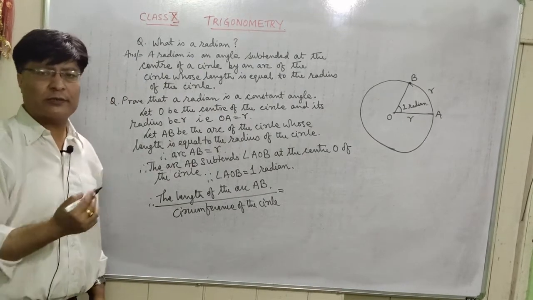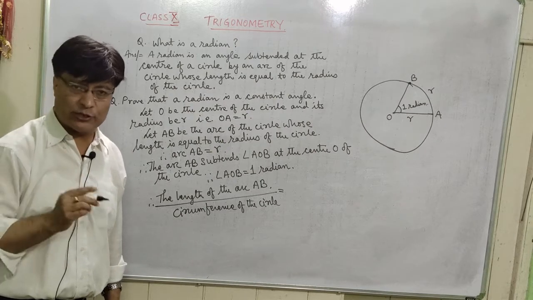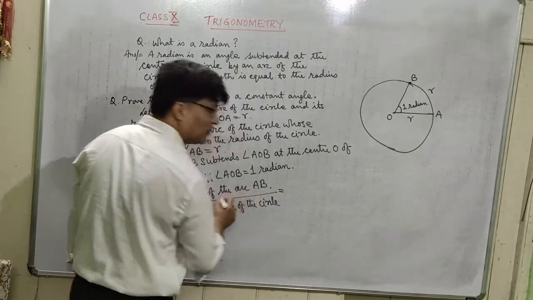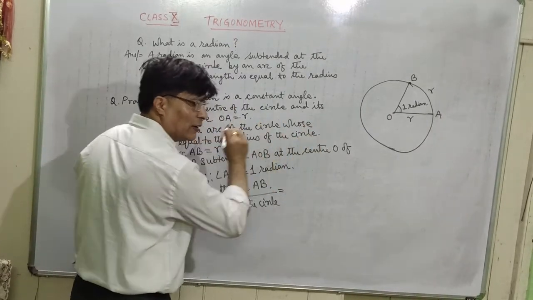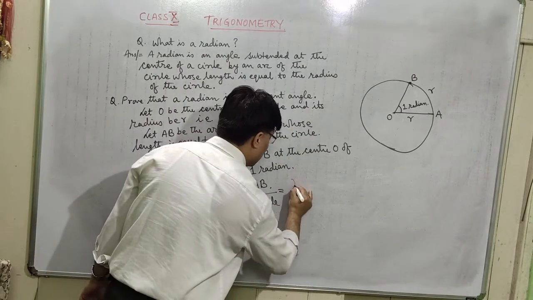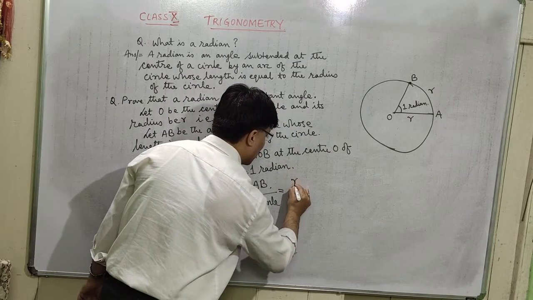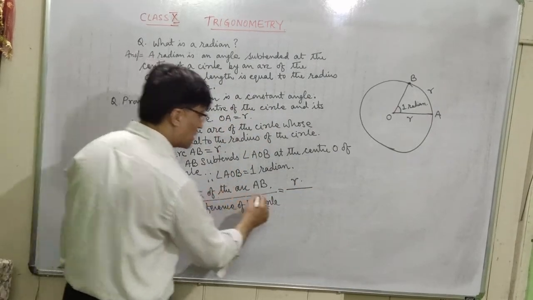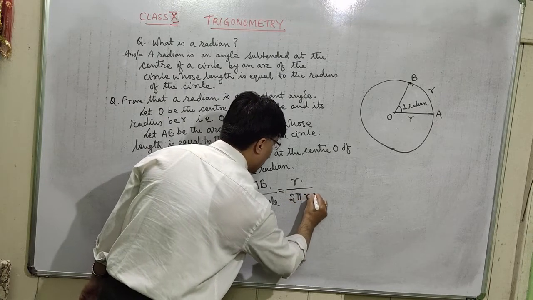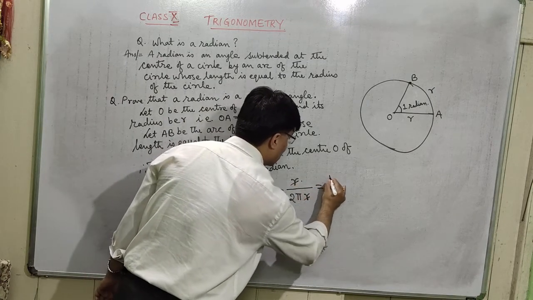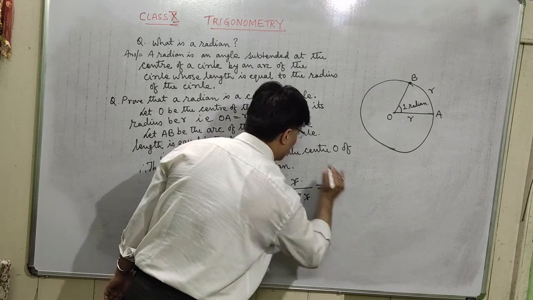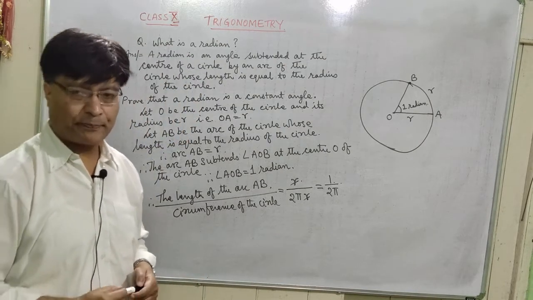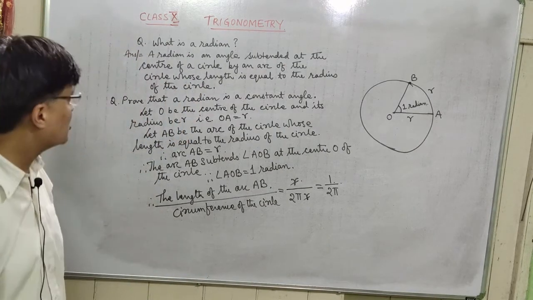So you should know about it. Circumference of the circle. You have done it in class 9, I think, in mensuration. Okay. So what is the length of the arc AB? It is R. The length of the arc AB is R, isn't it? Divided by, what is the circumference of the circle formula? It is 2 pi R, which is equal to, this R will be cancelled, 1 upon 2 pi. Okay. So is that understood? I think you have understood it.